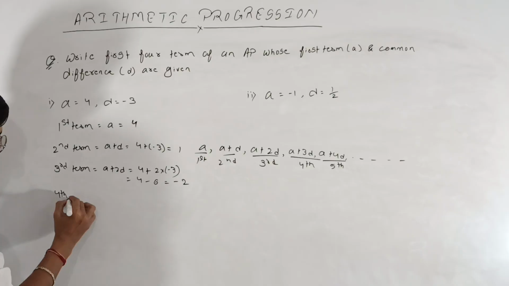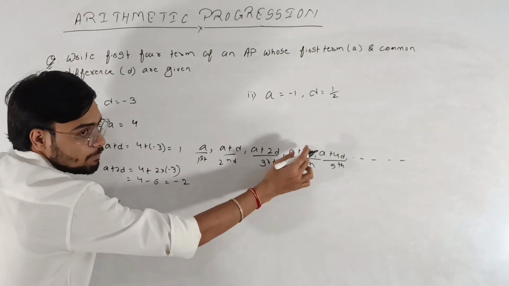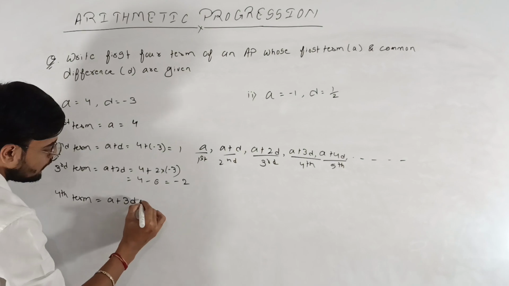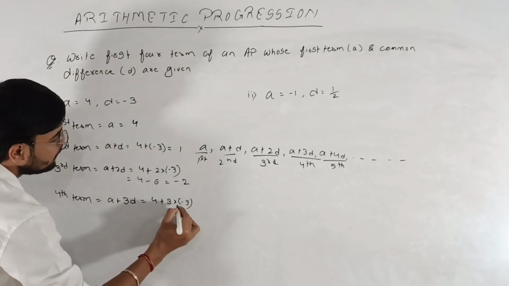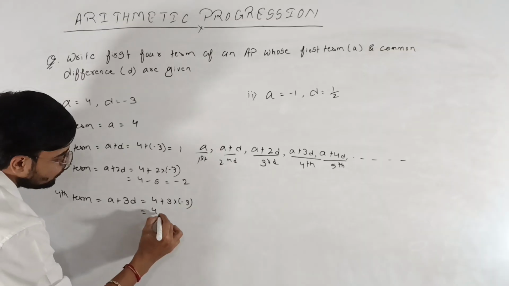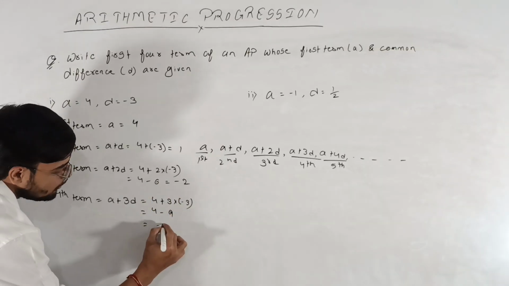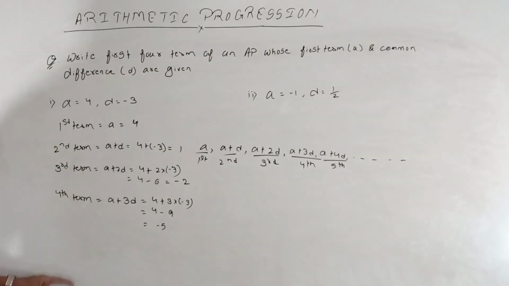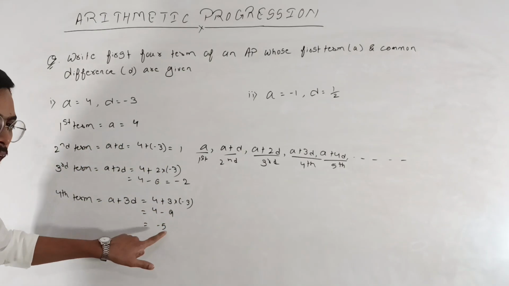And the fourth term is a plus 3d. a plus 3d is equal to a, that is 4, plus 3 into d, which is minus 3. So 4 plus 3 times minus 3 is minus 9 plus 4. So minus 9 plus 4 is what? It is minus 5. Okay, so the first term is 4, second term 1, third term minus 2, and fourth term is minus 5.